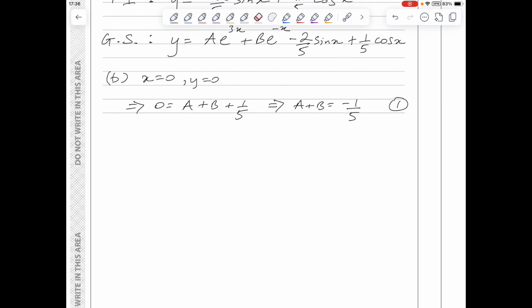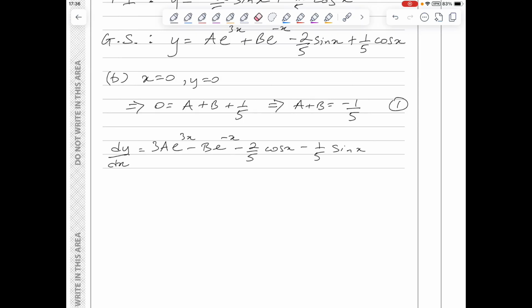I have another boundary condition, but I will need the derivative. So differentiate the general solution: dy dx is equal to 3a e to the 3x minus b e to the minus x minus 2 over 5 cos x minus 1 over 5 sine x.